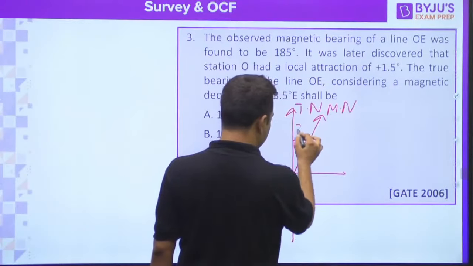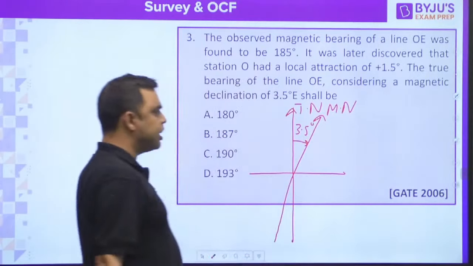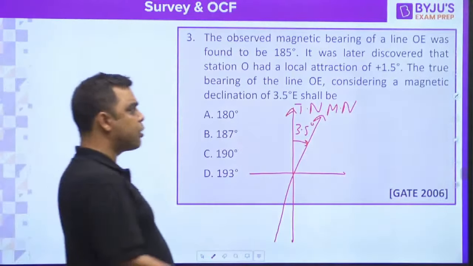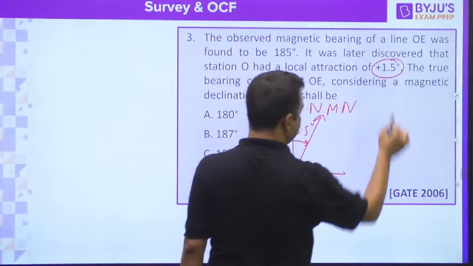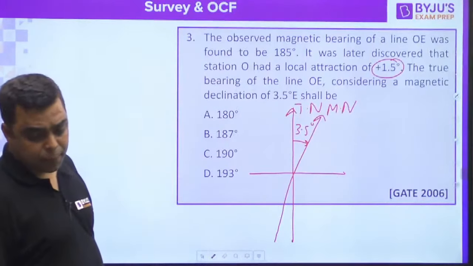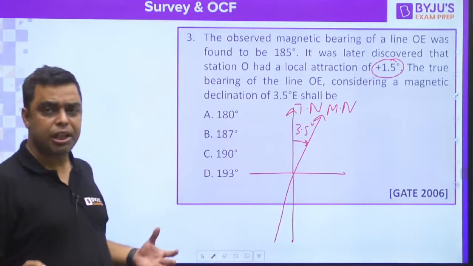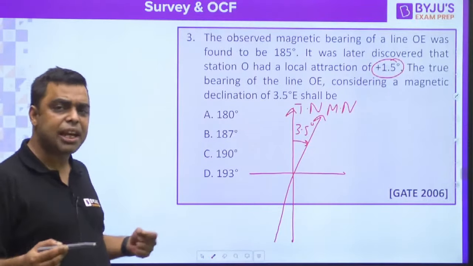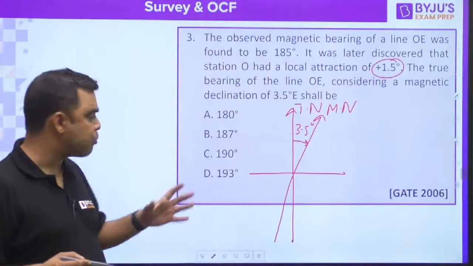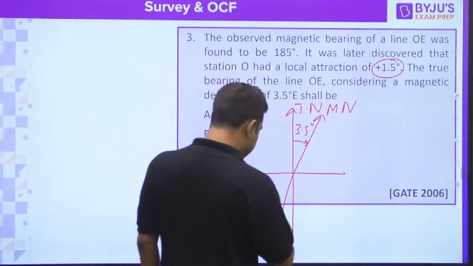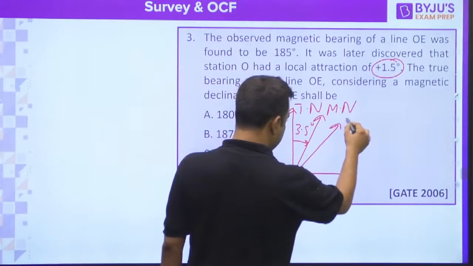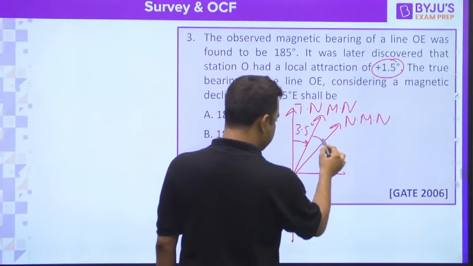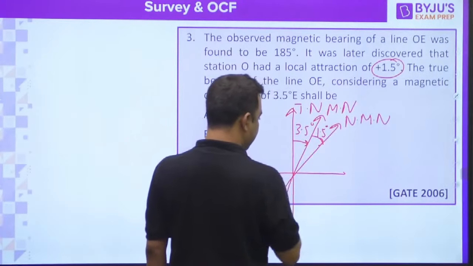Magnetic north, 3.5 degree east, right? And thereafter the local attraction is plus 1.5 degree. Plus 1.5 degree means what? It is towards east direction. Plus means it is in the east direction, and what is the magnitude? That is 1.5 degree. So how much it will be? Right? So new magnetic north, this is 1.5 degree, right?